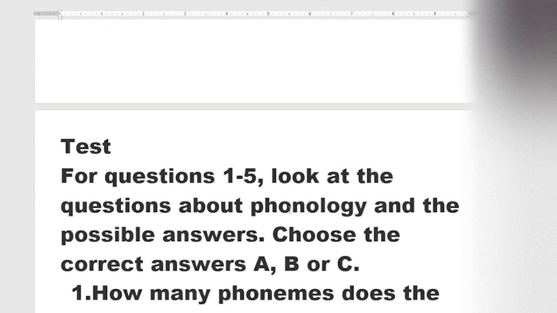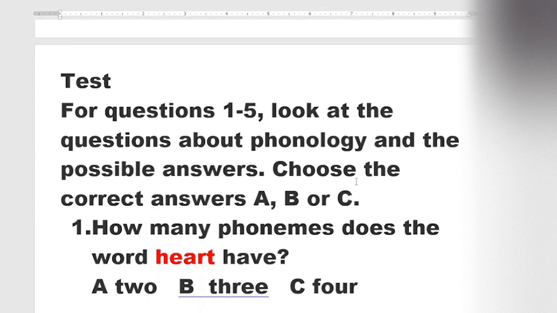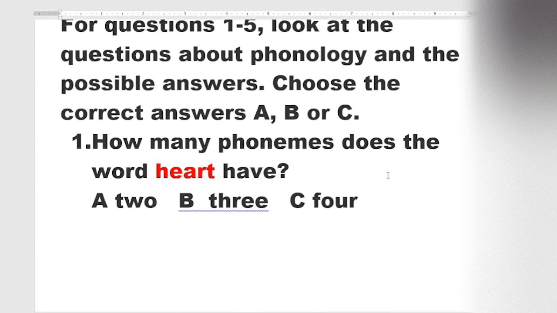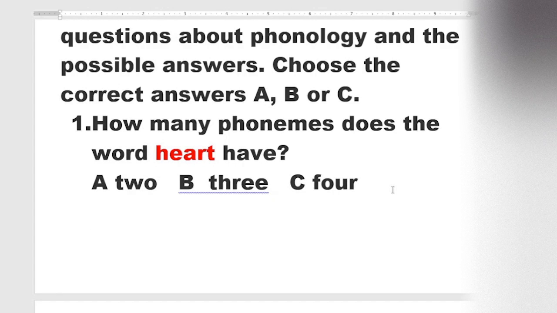So let's go on. Let's look at the test. For questions 1 to 5, look at the questions about phonology and the possible answers. Choose the correct answer A, B, or C. So let's test ourselves. How many phonemes does the word heart have? Let's pronounce it. Heart. Yes, you are right. Heart. So 3. So the answer is B.